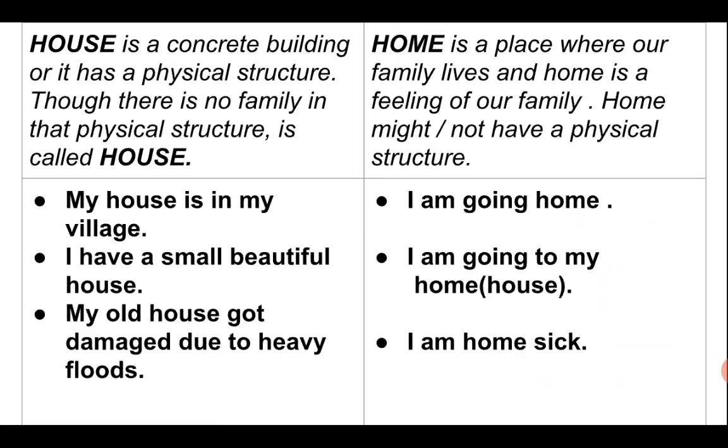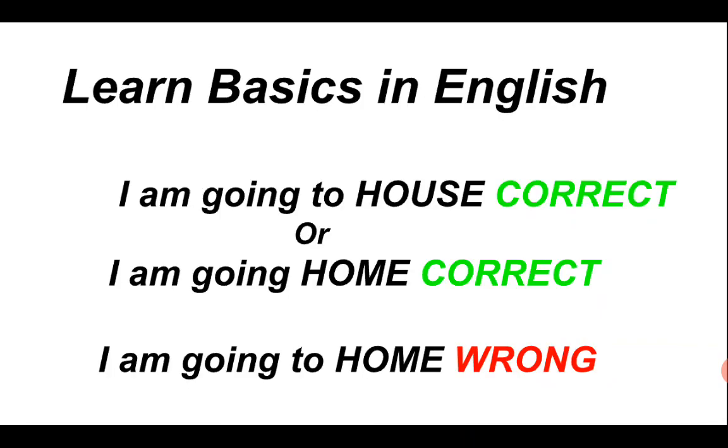Now what I want us to do is let's get back to the first slide once. See the examples very clearly. I'm going to house, it's correct. I'm going home, it's correct. But I'm going to home is wrong, because a preposition should not be used before home. Understand? The preposition is to. The preposition to should not be used before home, right?